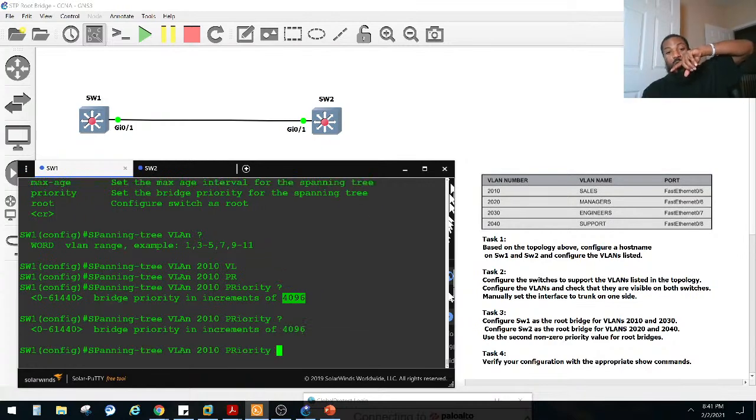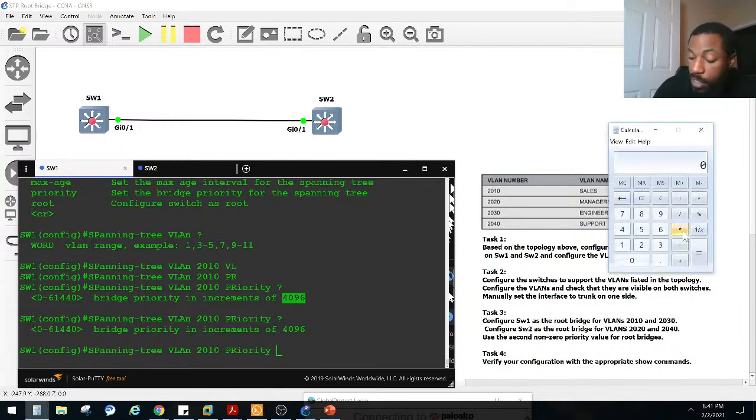So we can't do 0, right? They said the second non-zero. The next non-zero will be 4096. And the next one after that should be 4096 times 2, which I believe is 8192. So that's what you got to do.